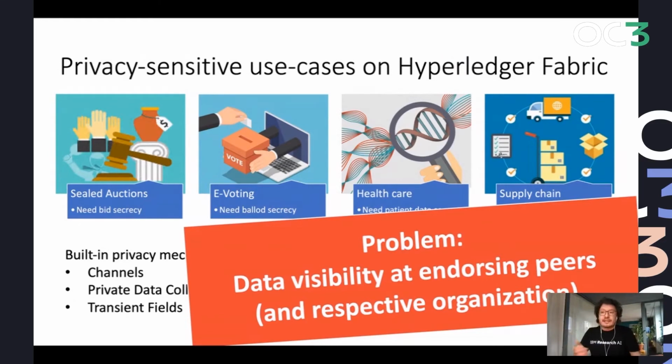Coming back to the voting example, if the government would run such an endorsing peer and we send our ballots to that smart contract, they are encrypted. At some point, that smart contract needs to decrypt in order to evaluate. But when that peer decrypts the data, it has access to the clear data. For a voting scheme, this is clearly not ideal. I think we all agree on that.